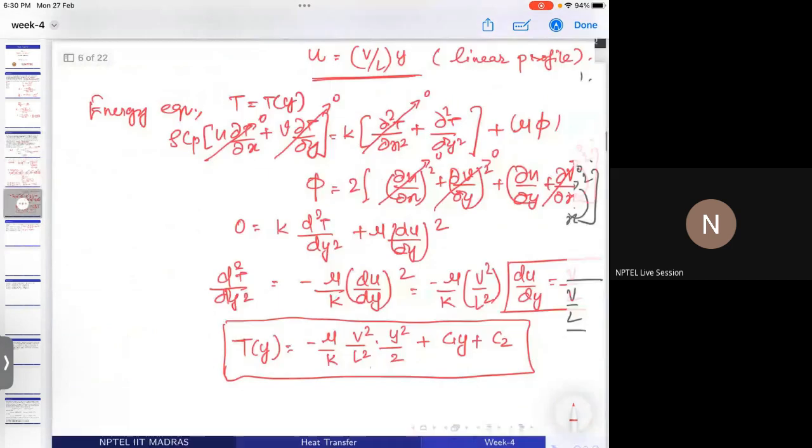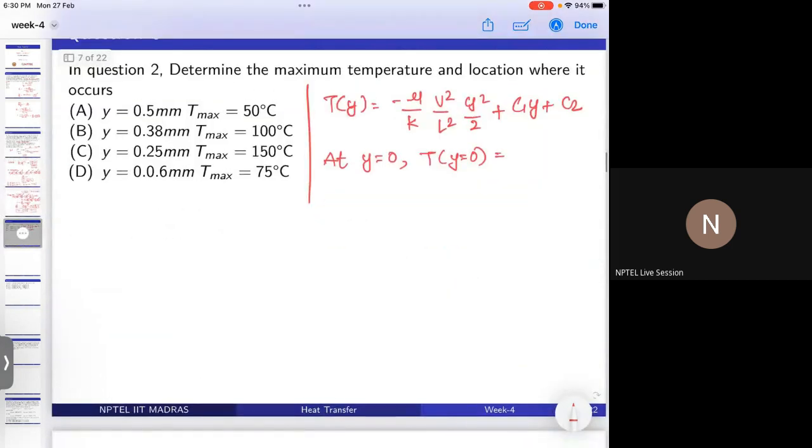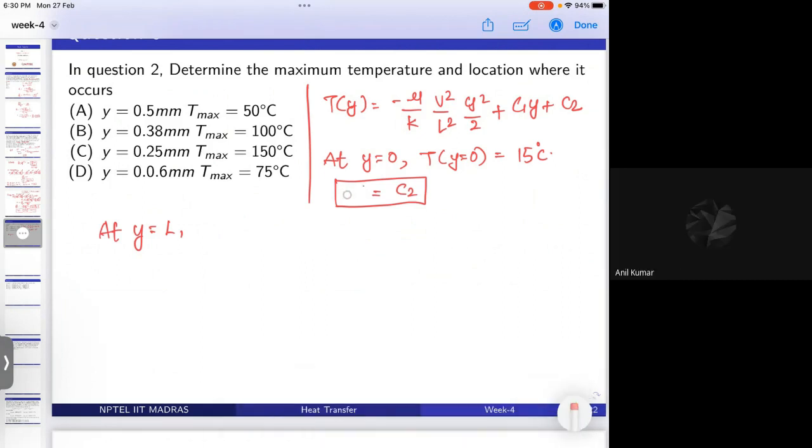It's 15 degrees. Okay. So if you find out, 15 is equal to this, C2. And at y is equal to L, what is the temperature? What is the temperature of the upper plate? It is 50, 50.